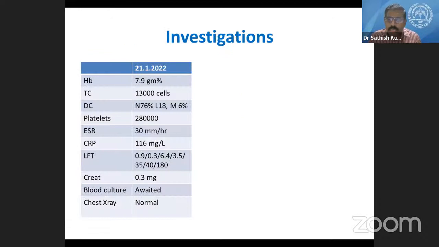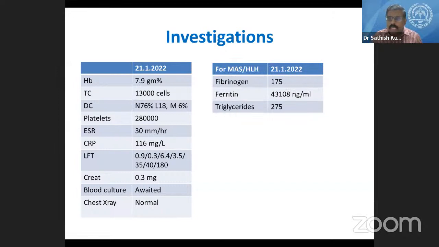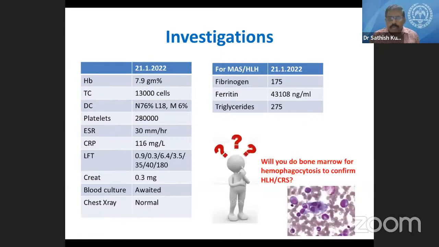The investigations at the time of admission showed anemia, white cell count of 13,000, which is absolutely normal, and platelets of 2,80,000. ESR was slightly raised, CRP was very high, liver and renal functions were normal, chest X-ray was normal, and a blood culture was done and antibiotics were started. As we considered MAS or HLH, fibrinogen was low, ferritin was 43,000, and triglycerides were slightly elevated. So what will you do? Will you do a bone marrow for hemophagocytosis to confirm the diagnosis of HLH or MAS in this child? Or what will you do in your day-to-day practice?